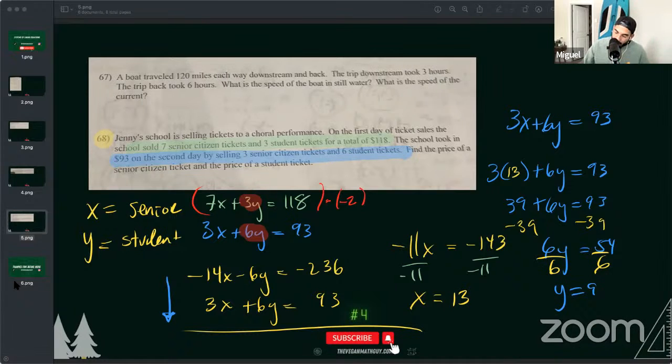Okay, so at the very end, because they were asking us for the tickets, we say senior is $13, and then we'll say student is $9. Nice. Okay, was this fair? $13 for senior and $9 for students? I don't know. You decide.